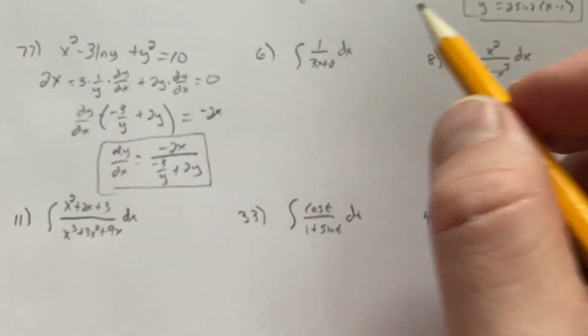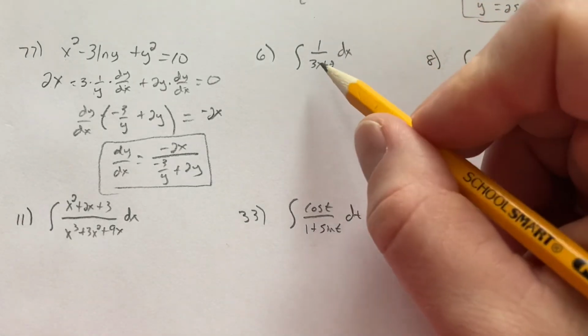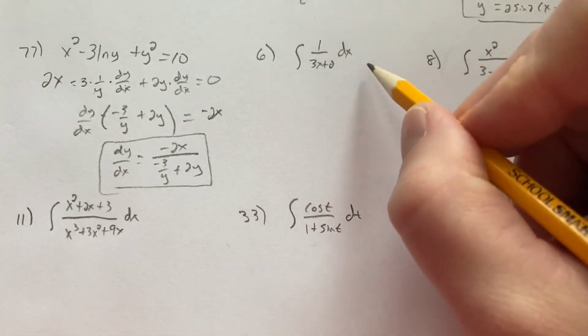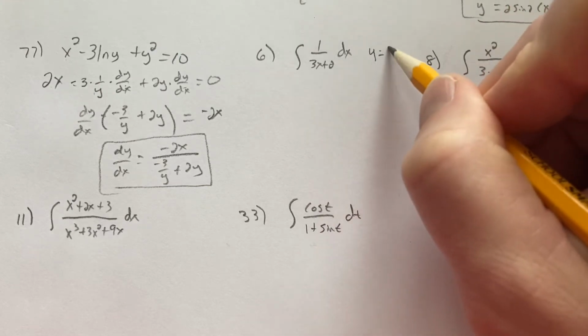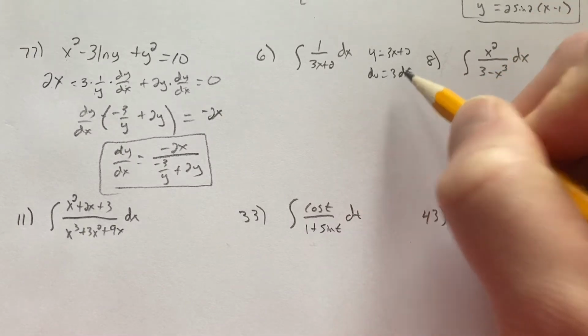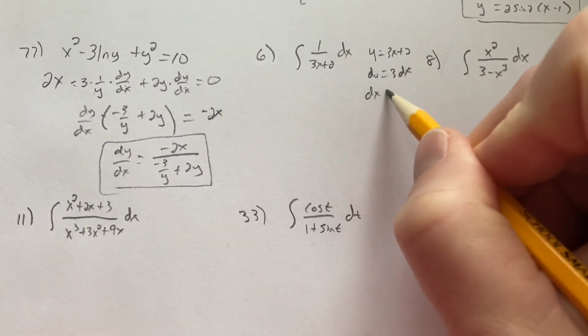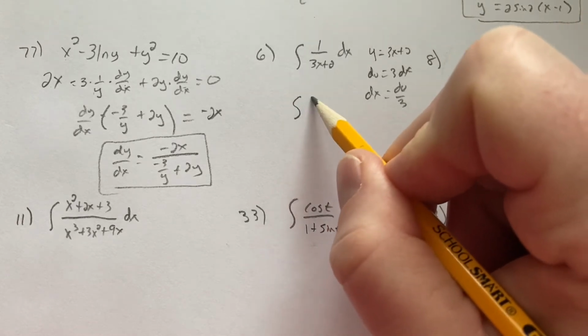Then we go to 338, and we're integrating. And when we integrate these, it might be helpful to do a u sub, if that's something that works for you. The u would be, in this case, the whole bottom, this 3x plus 2. du would be 3 dx. So that means dx would be du over 3. So now I'm going to have the integral of 1 over u.